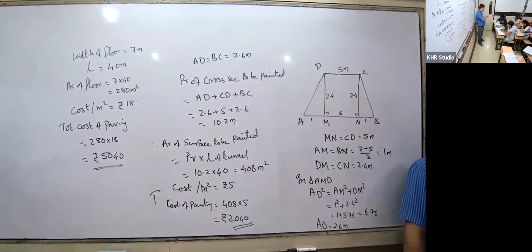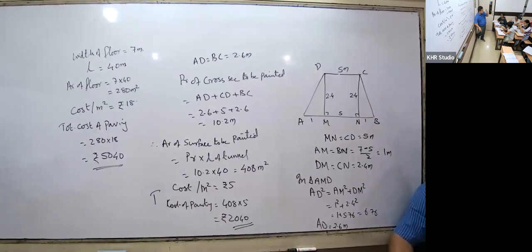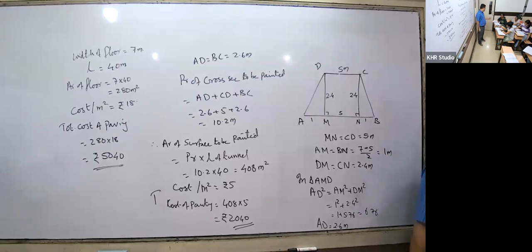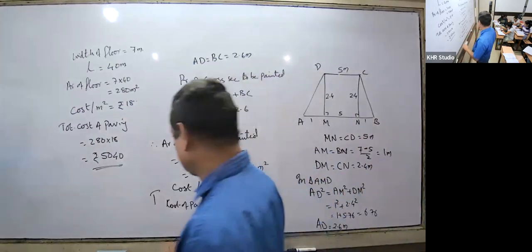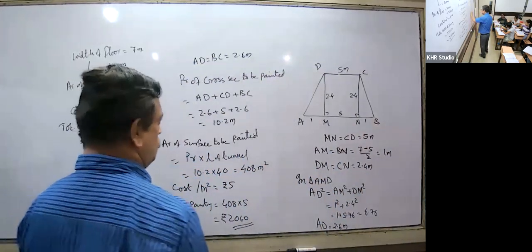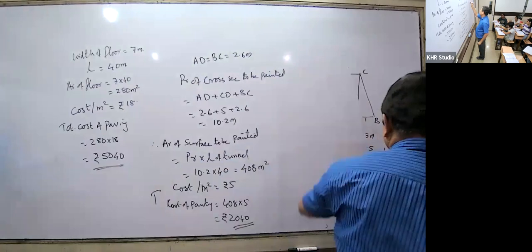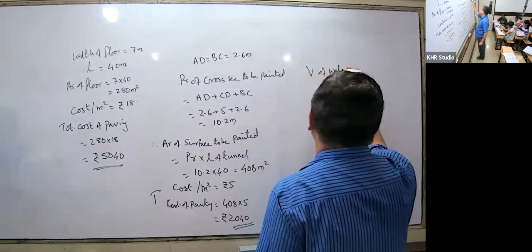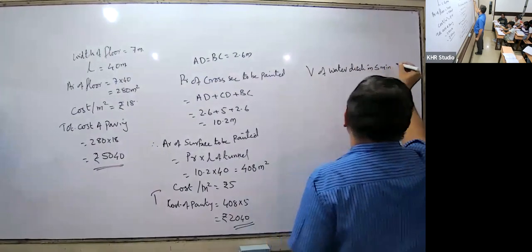Then we need length in 1 second now. 5 minutes is this much. In 1 minute means divide by 5. In 1 second means divide by 60. Okay. So right, volume of water discharged in 5 minutes. Hope all of you are following. Volume of water discharged in 5 minutes is equal to how much? 1500 liters.